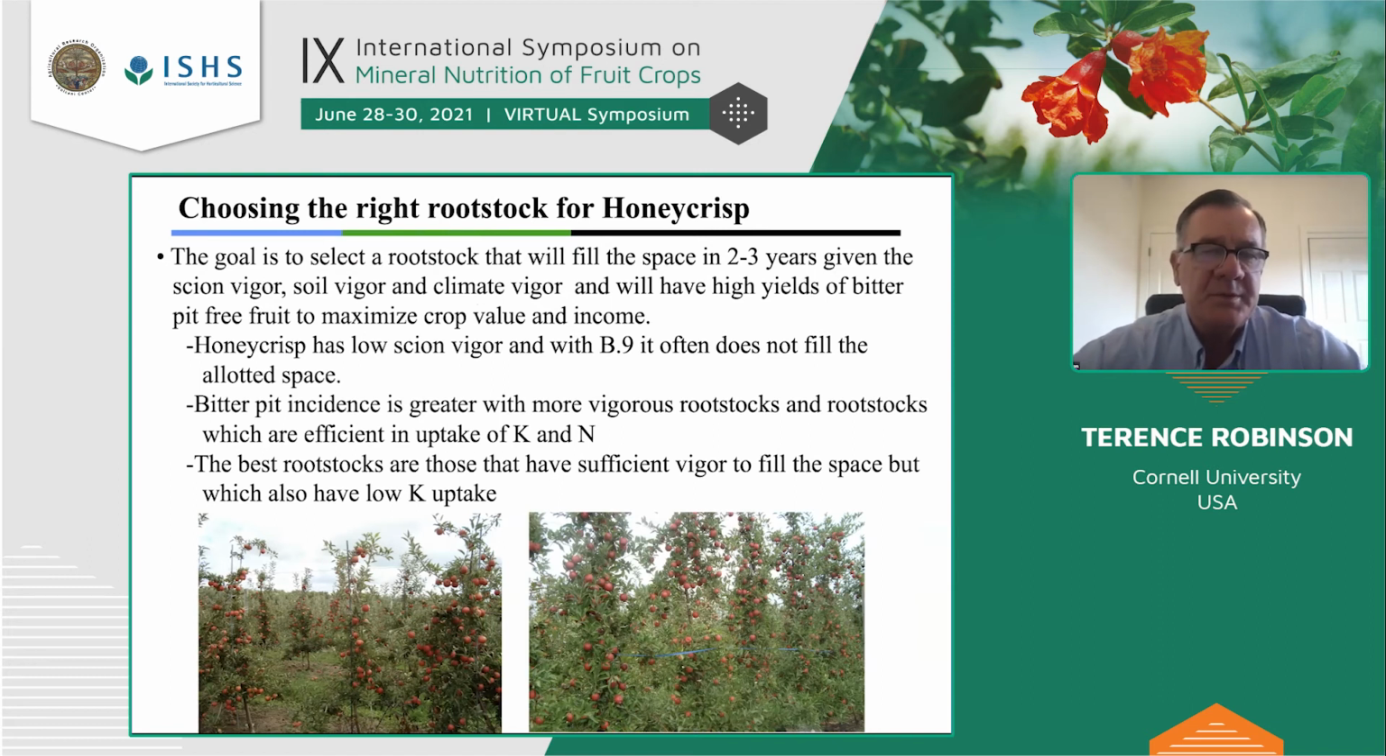Now, because Honeycrisp is a low-vigor scion variety, if B9 is the rootstock chosen, it often does not fill the allotted space. I show below a picture of very nice fruitful trees, but with too little canopy between the trees. They did not grow enough to fill the space, compared to the picture on the right, which shows a more filled out canopy space.